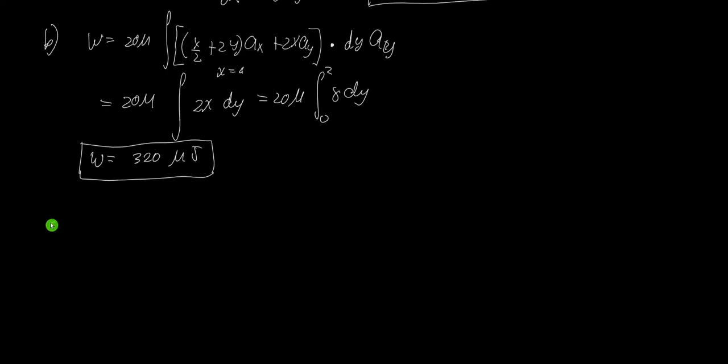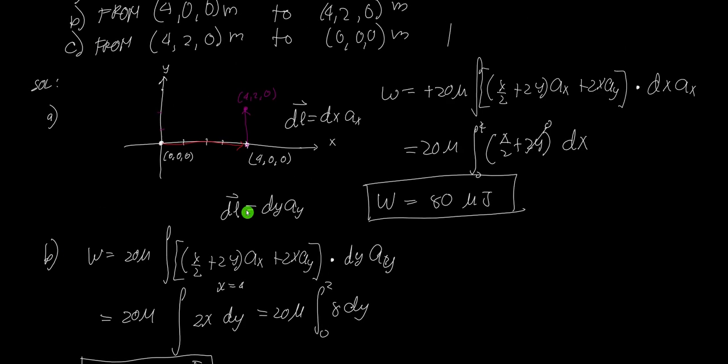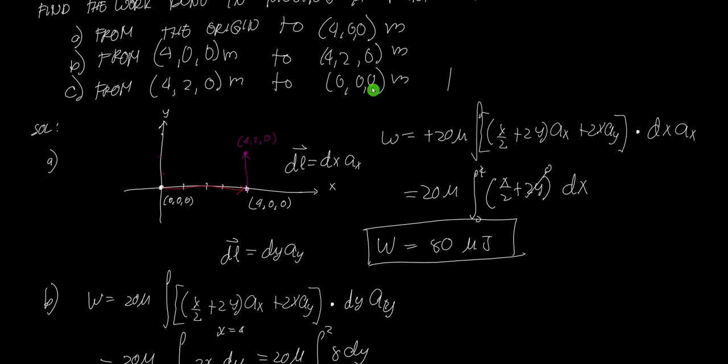And for letter C, so this is different now. We start at 420 and we go back to 00. So this is the third path. So we start here at 420 and we go back here, going in that direction. This is the third path. This is letter C. This is letter A. This is letter B. And that's letter C. So for letter C, 420, go back to 00. What will be the work needed to do that?